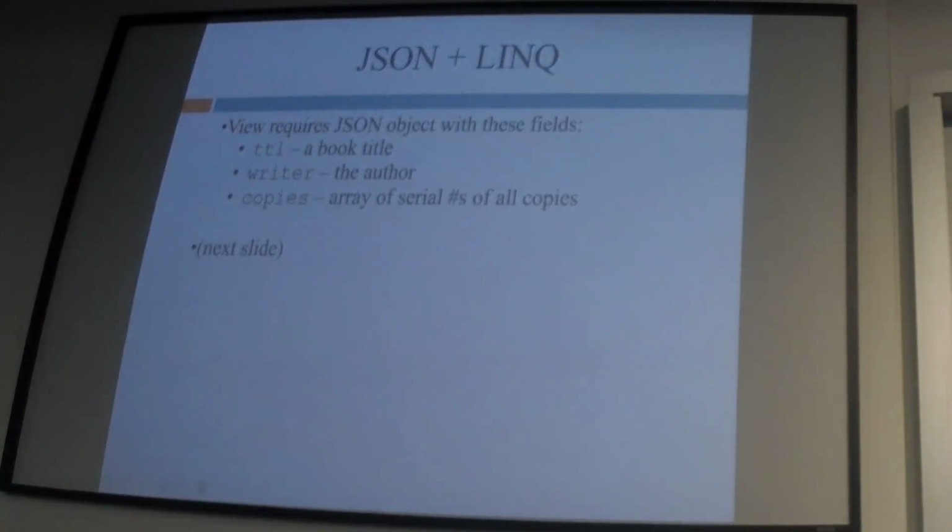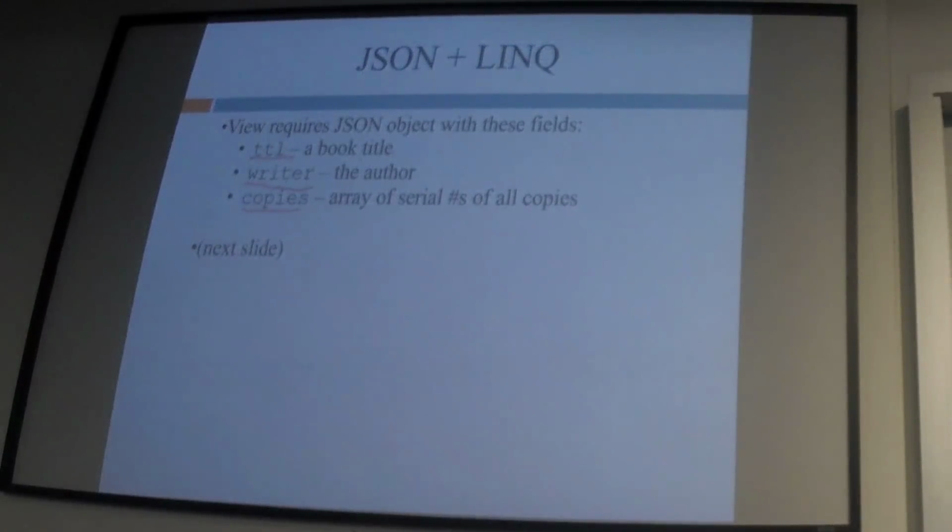Okay. These are, by the way, in no particular order. I'm just kind of going through some things that we've talked about since the midterm. So JSON and LINQ. We have, let's say, some controller, and we need to return information to some view. And the view wants it formatted in a specific way. It wants TTL for the title. It wants writer for the author, and something called copies, which is an array of serial numbers.